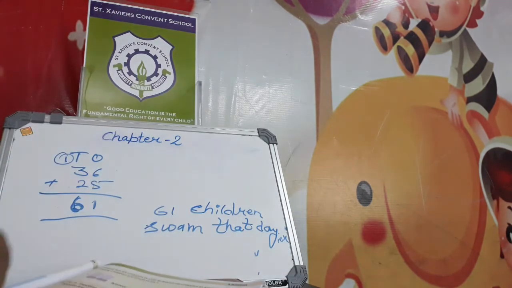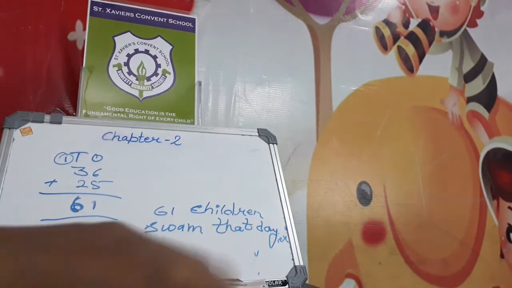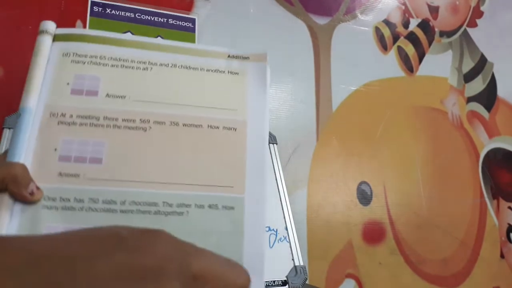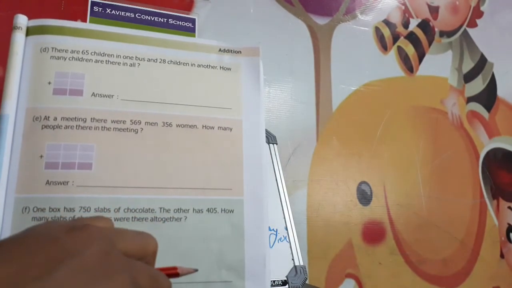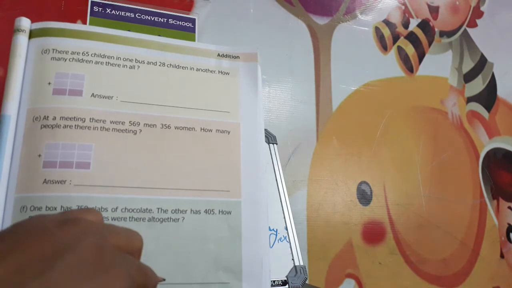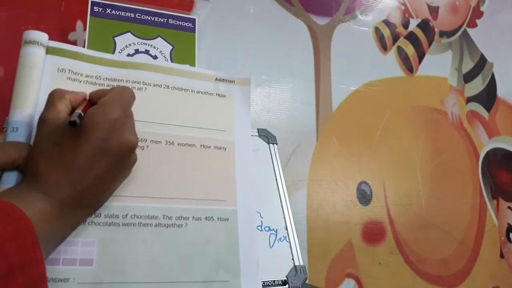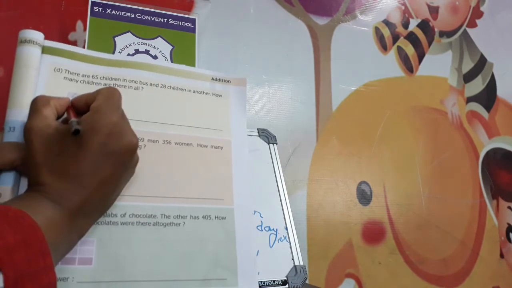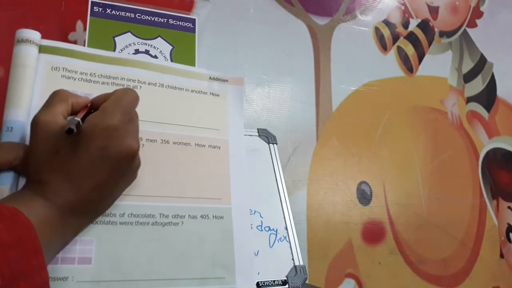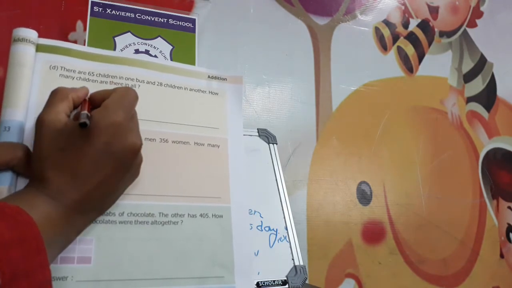Now look at the question number D. There are 65 children in one bus and 28 children in the other. How many children are in all? 65 children in one bus, 28 children in another bus, and now count these numbers.